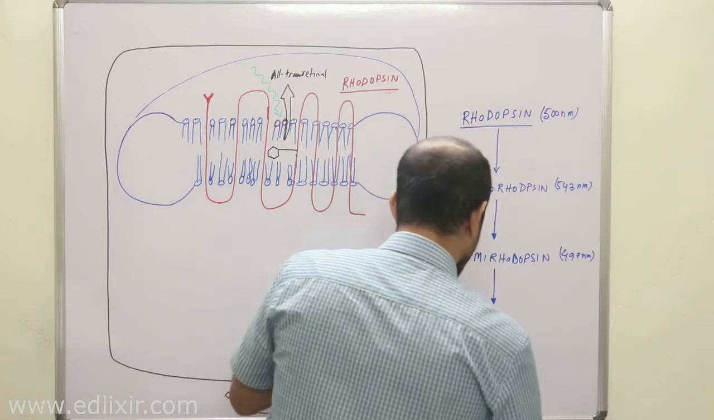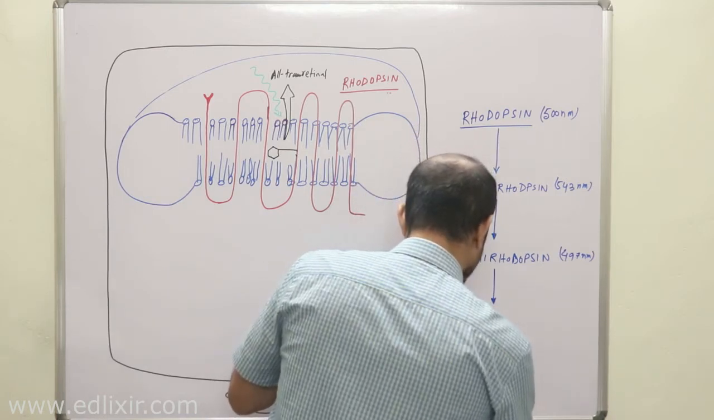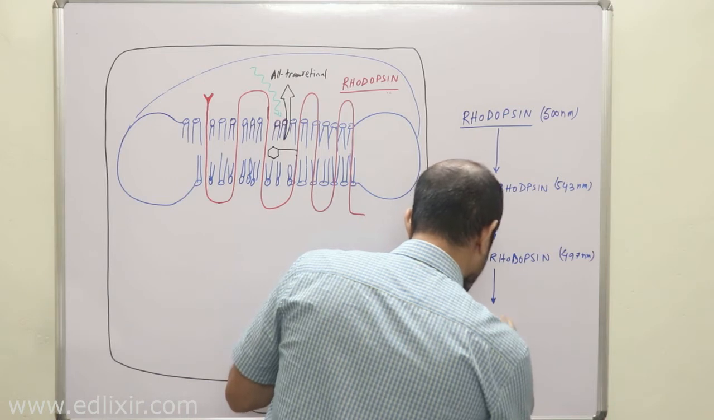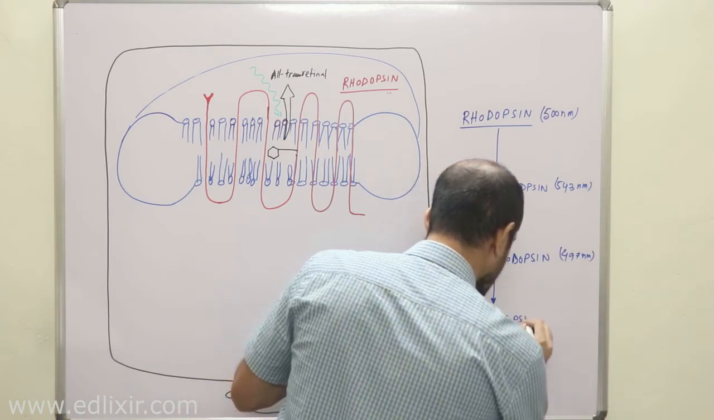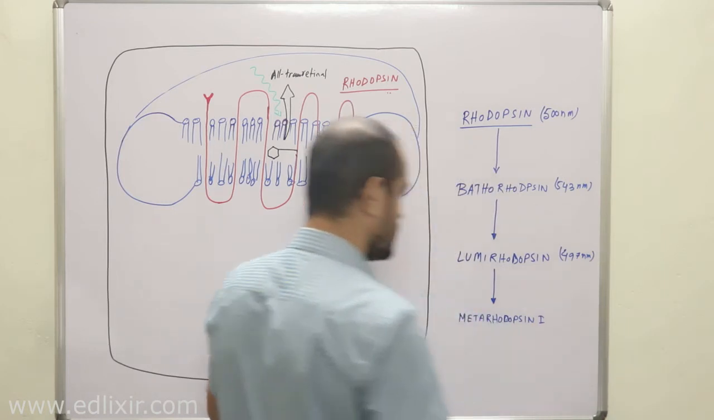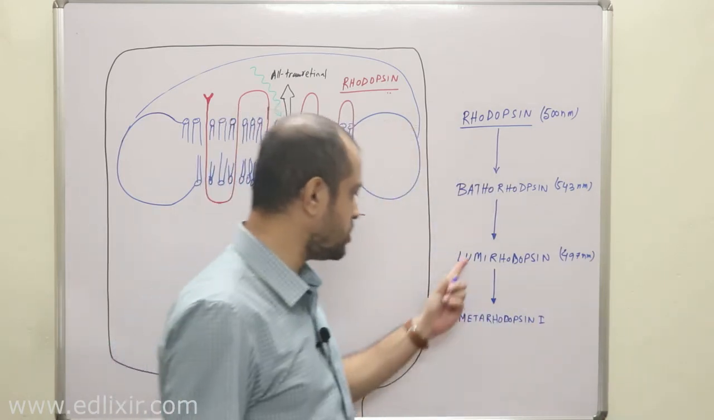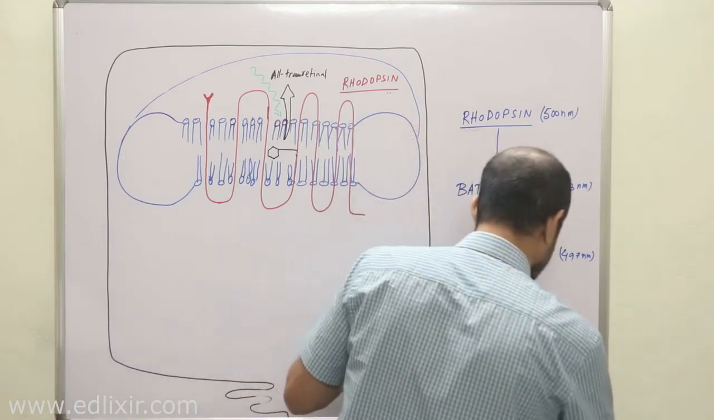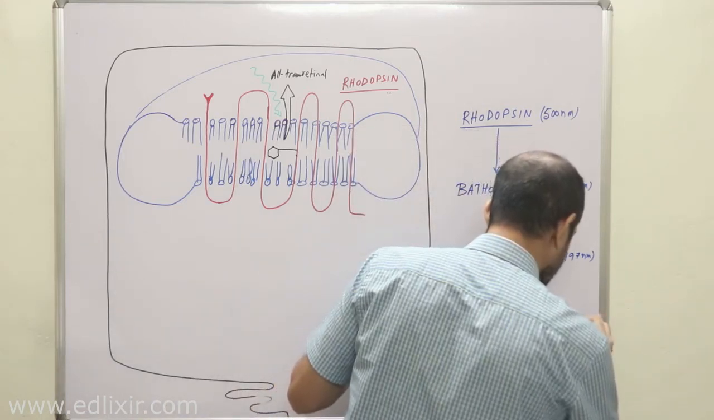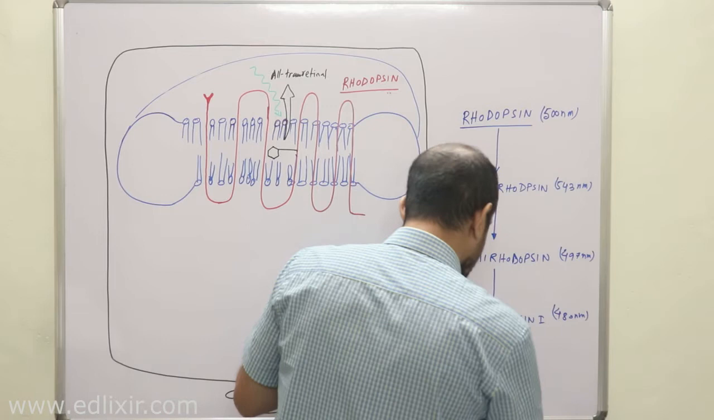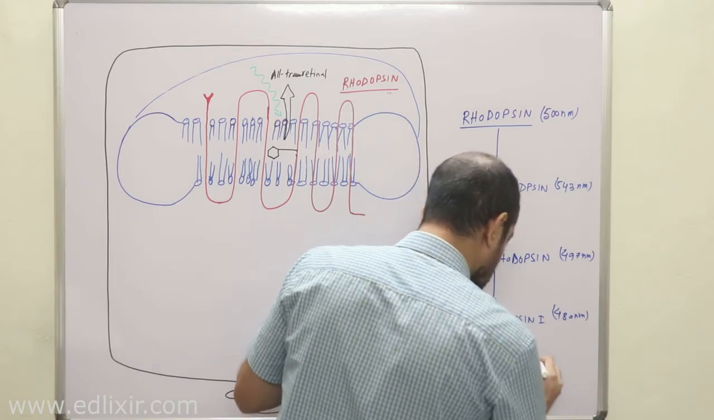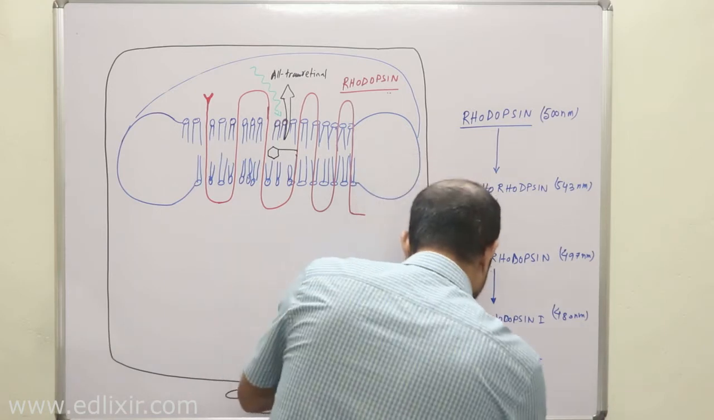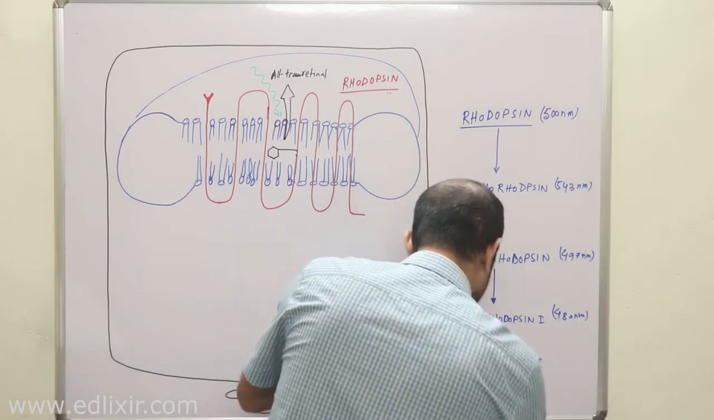Now listen, after lumirhodopsin, what will happen is this: metarhodopsin 1 is there. That is, lumirhodopsin is converted into metarhodopsin 1. It has an absorption spectra of 480 nanometer. Now metarhodopsin 1 is converted into metarhodopsin 2. Now this is very, very important. Okay, let me write it. Metarhodopsin 2 is really, really important.